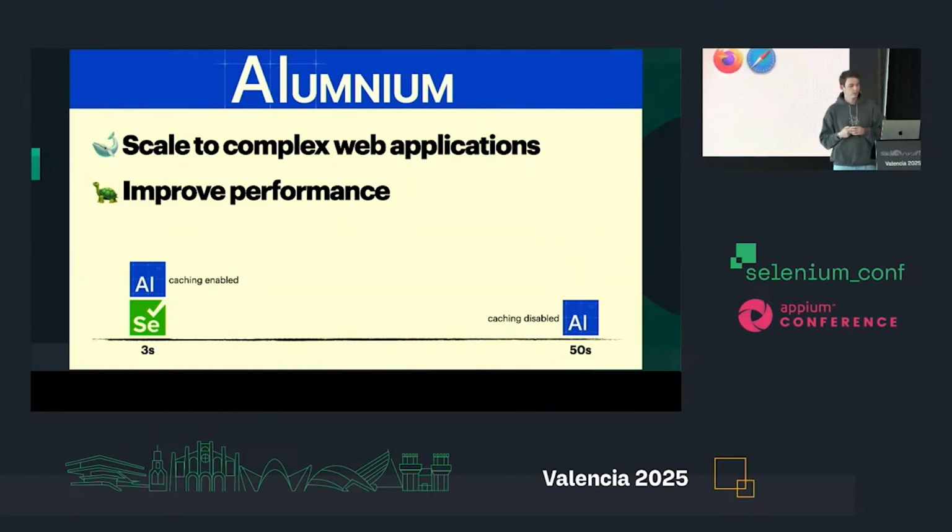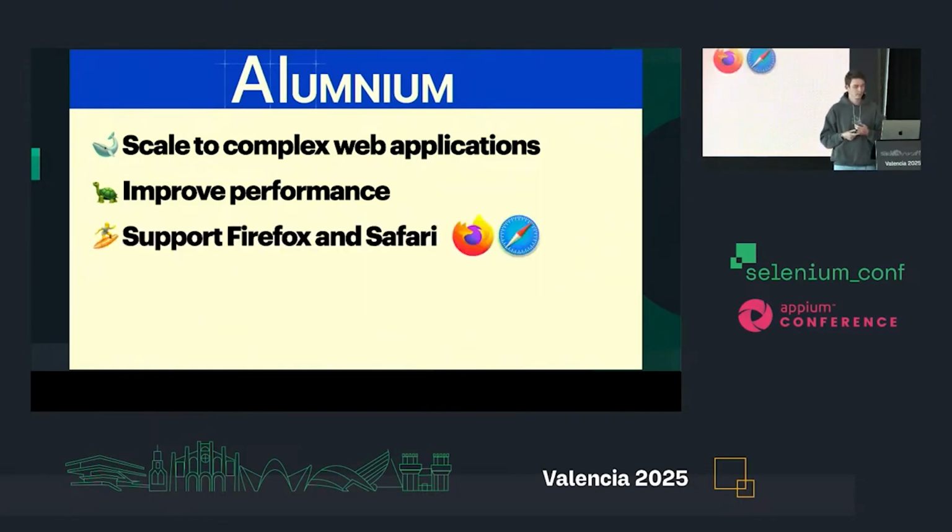We are yet to add support for Firefox and Safari. Internally, the way Alumnium works is by using the accessibility tree, which is not available natively in any browser except the ones that are based on Chromium. So Google Chrome, Microsoft Edge, and Opera, they all work, but Firefox and Safari do not provide a way to get this information from the browser, and this is something we are yet to solve.